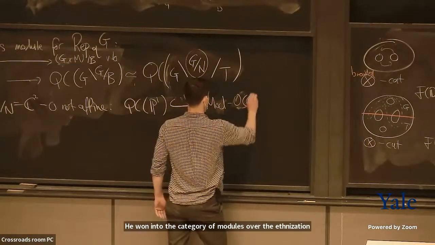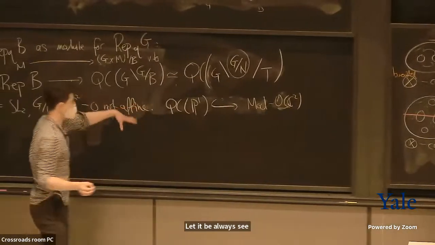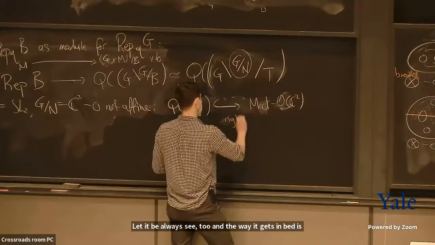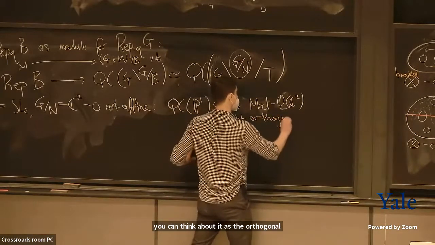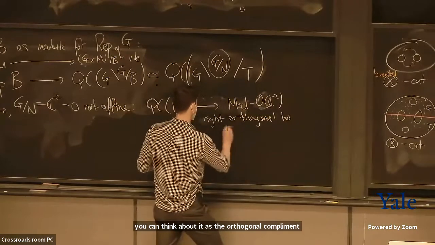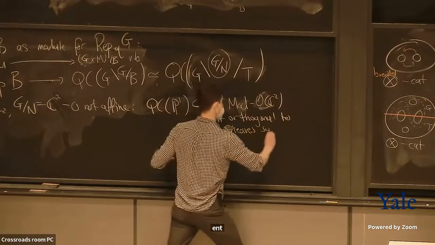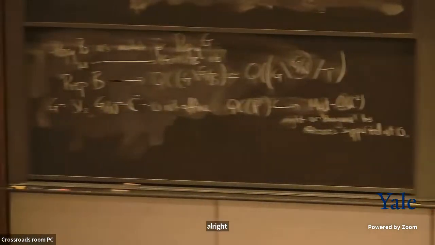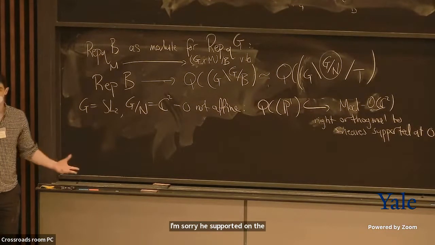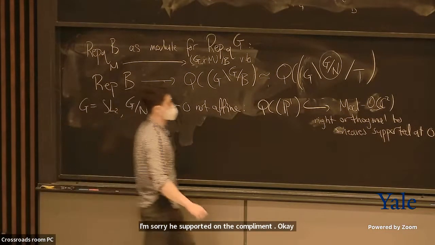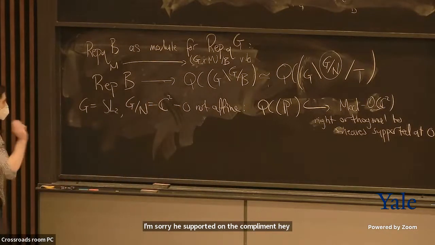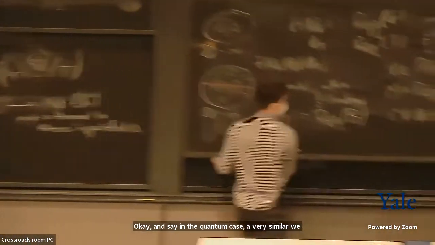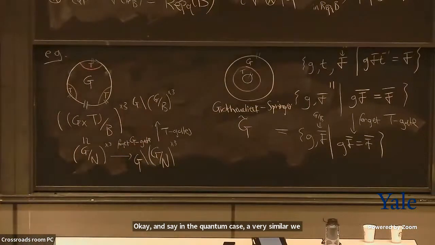Let it be O of C2. And the way it gets embedded, you can think about it as the right orthogonal complement to sheaves supported on the complement of P mod n inside of this affinization. Okay, and so in the quantum case, we have a very similar kind of picture.